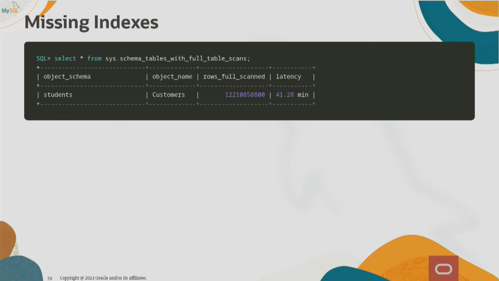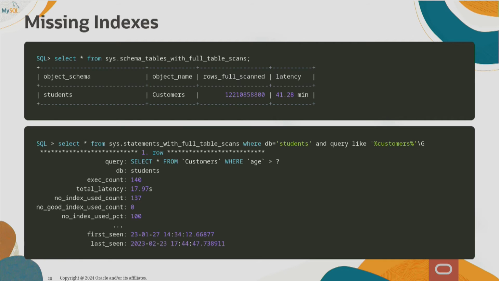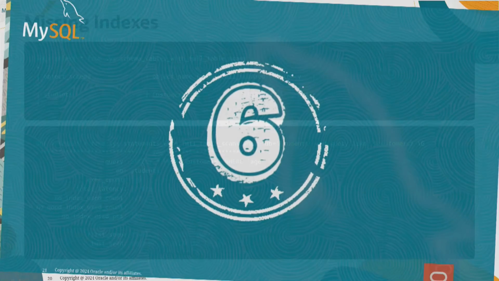Missing indexes: we check which tables are doing full table scans. From the schema, you can see here there is a table in the schema students that is doing full table scans, and for the object customer, we can see the latency. When we know that, we check in the statements with full table scan where the database is students and the query is looking for that students object, and we can find the query. Now we can see that when we are looking for the age, we are doing a full table scan, so we need an index on the age maybe, right?